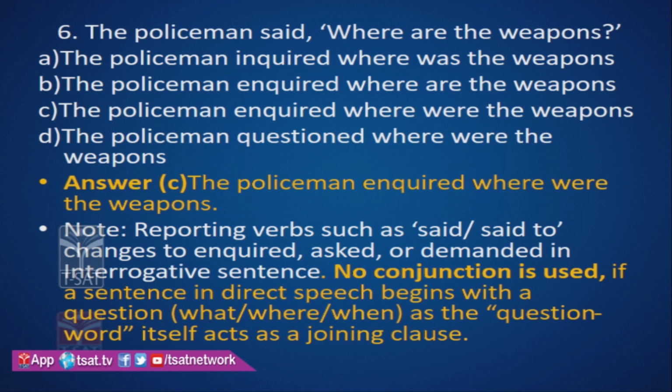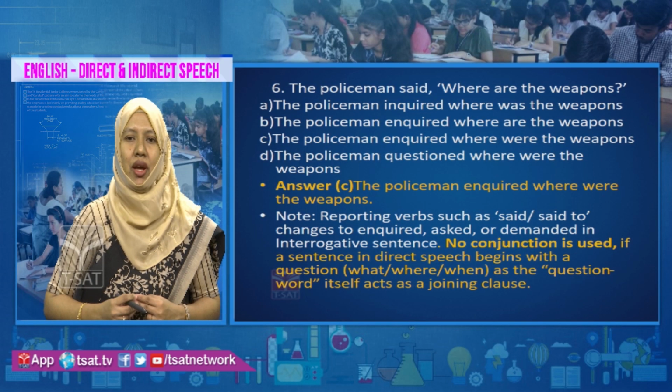The policeman said, "Where are the weapons?" Look at the options. The policeman inquired, "Where was the weapons?" Option B, the policeman inquired, "Where are the weapons?" Option C, the policeman inquired, "Where were the weapons?" Option D, the policeman questioned, "Where were the weapons?"